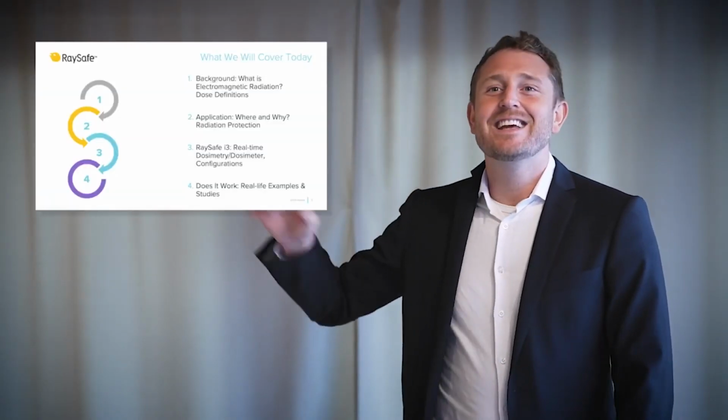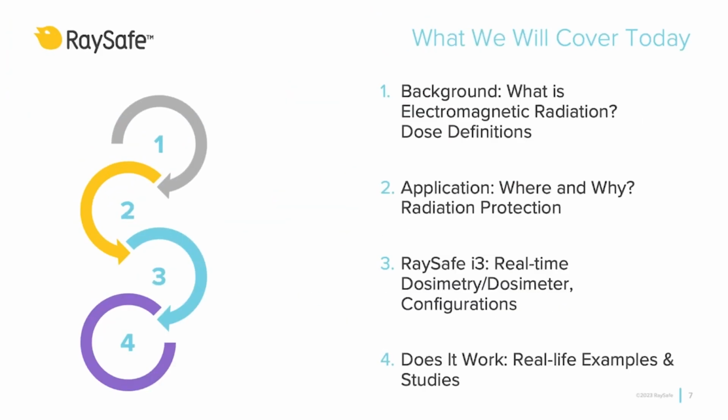So this is the content of today's webinar. We will first start with some background about electromagnetic radiation, what it is, and also some dose definitions. We will then move on to application, why we have electromagnetic radiation, and also some radiation protection. We then move to the RaySafe i3, the real-time dosimetry, and the different configurations of the systems. And finally, we will end with the questions, does it work?